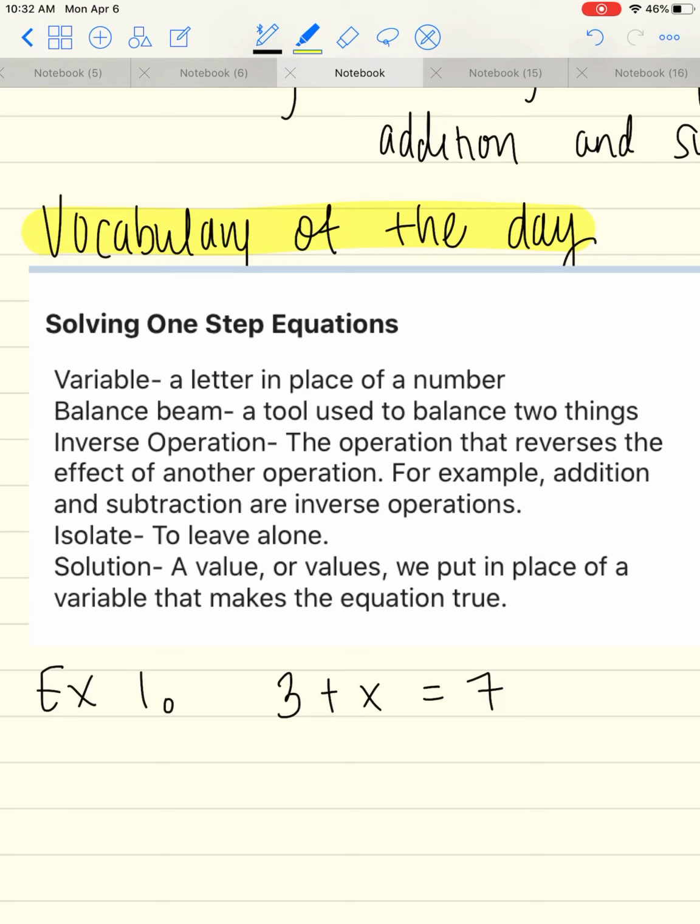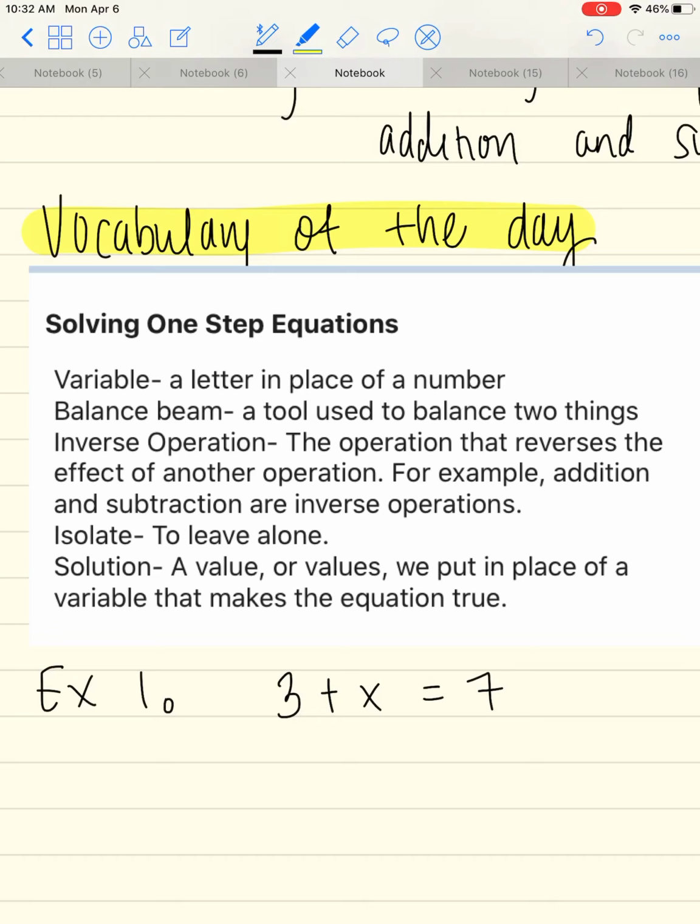So today we will be using the following terms. The first term is a variable, and a variable is a letter in place of a number. We will also be using the term balance beam, and a balance beam is a tool used to balance two different things, and you're going to see why a balance beam is important.